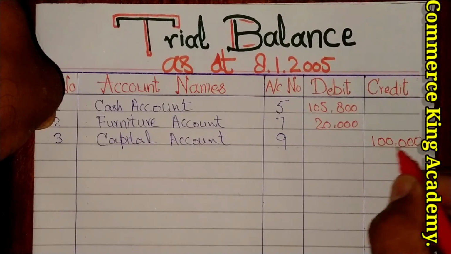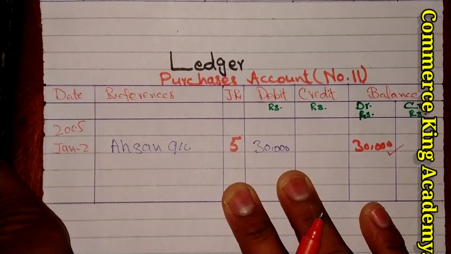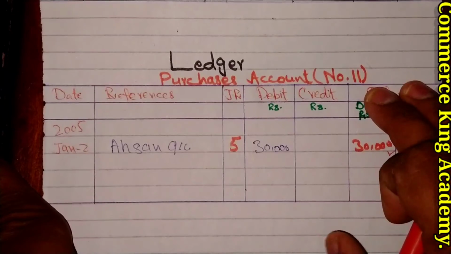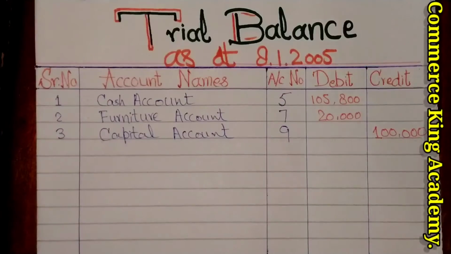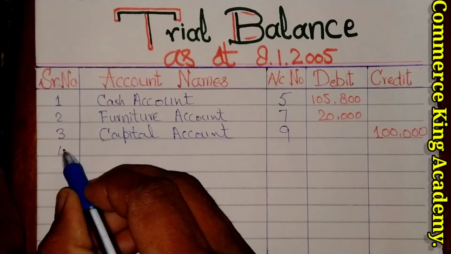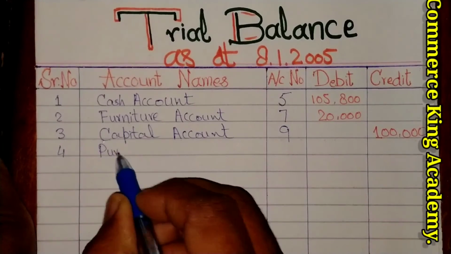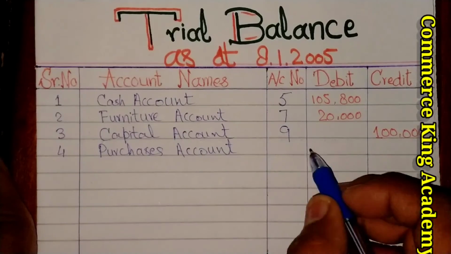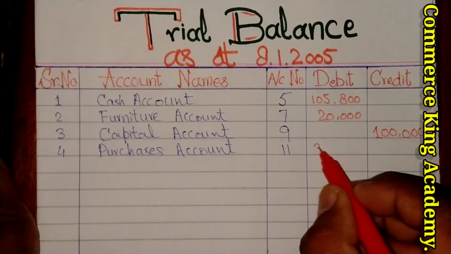Our next ledger balance is of purchases account with ledger folio or account number 11, having a debit balance of 30,000 rupees. So we will enter here serial number 4, account name purchases account, with account number 11, having a debit balance of 30,000 rupees.